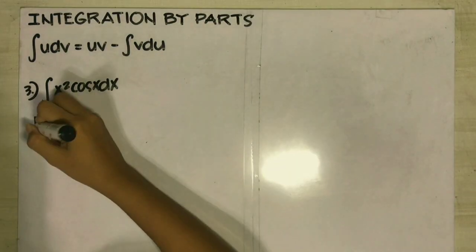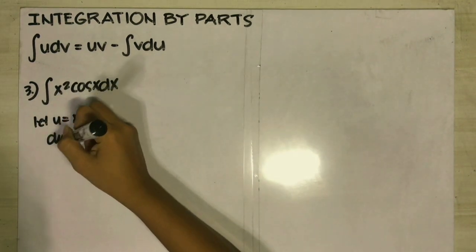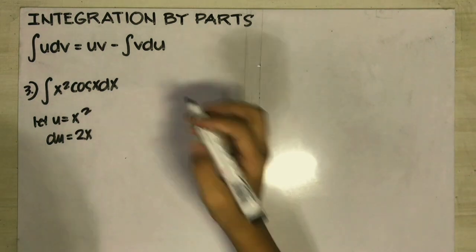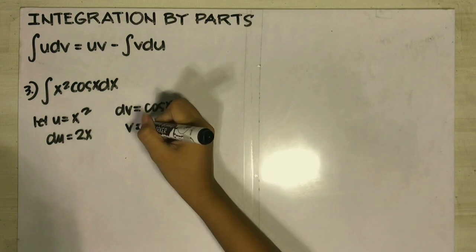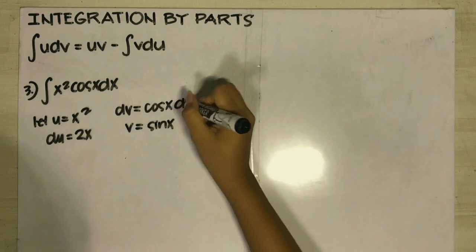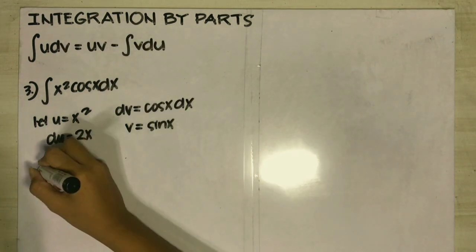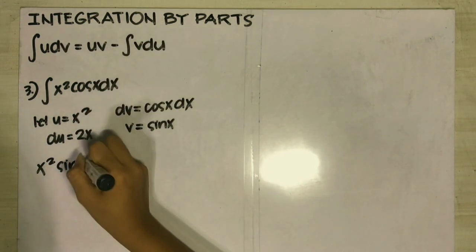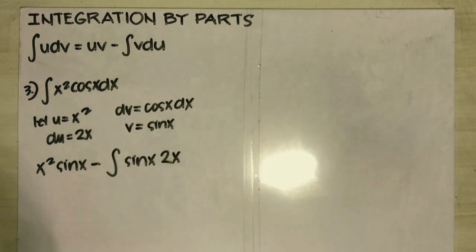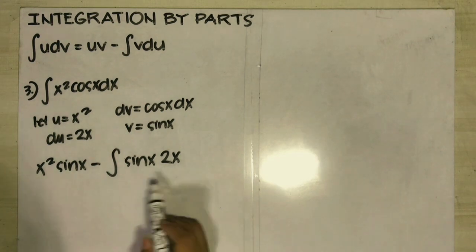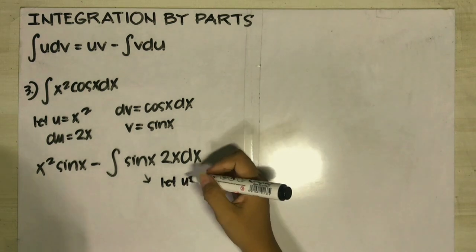For our number 3, the integral of x squared times cosine x dx. So again, let's just get the values. u is equal to x squared, du is equal to 2x dx, dv is equal to cosine x dx, and v is equal to sine x. So now, let's apply it to the formula. x squared times sine x minus the integral of 2x sine x dx. Since we can't yet integrate 2x sine x dx, let's do the same process again.